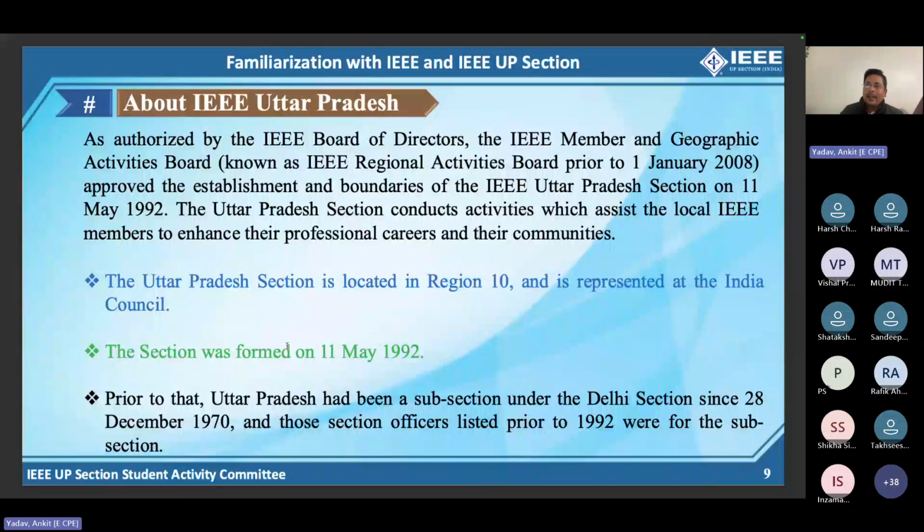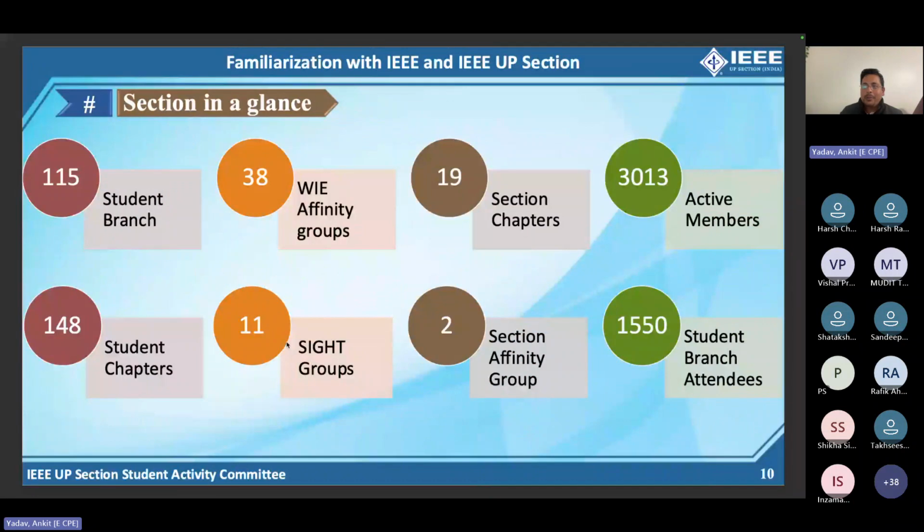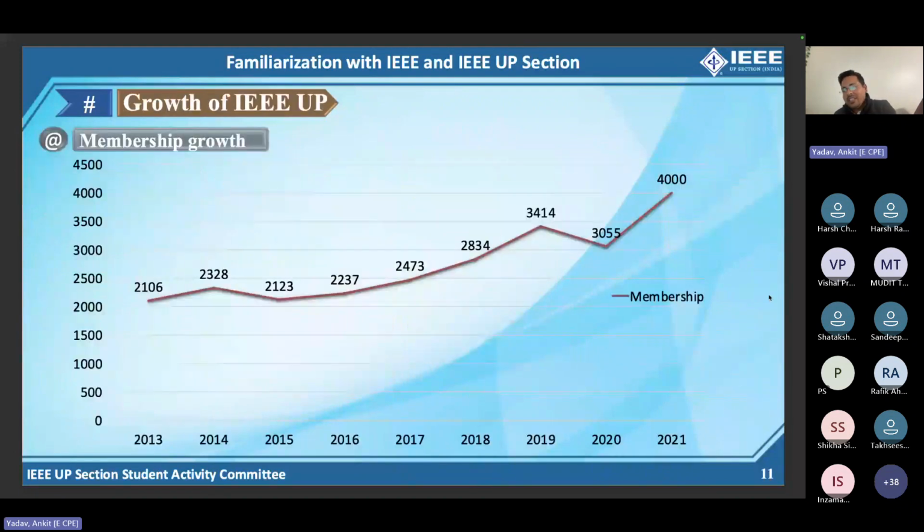These are some numbers of our section. We have 115 branches, 148 student chapters, 38 affinity groups, and 11 SIGHT groups. So these four are basically the student groups: student branches, student chapters, student WIE affinity groups, and student SIGHT groups. And then we have section level chapters and affinity groups. We have 19 section chapters and 2 section affinity groups, and we have more than 3,000 active members and more than 1,500 student branch members, so that is basically student members. And then you can see that we have been growing continuously since 2013.